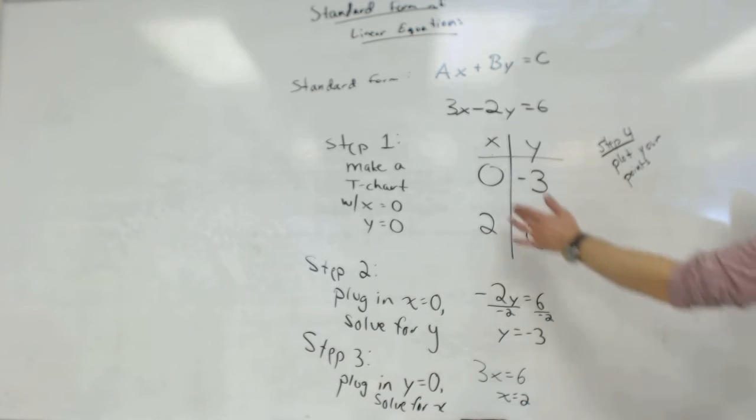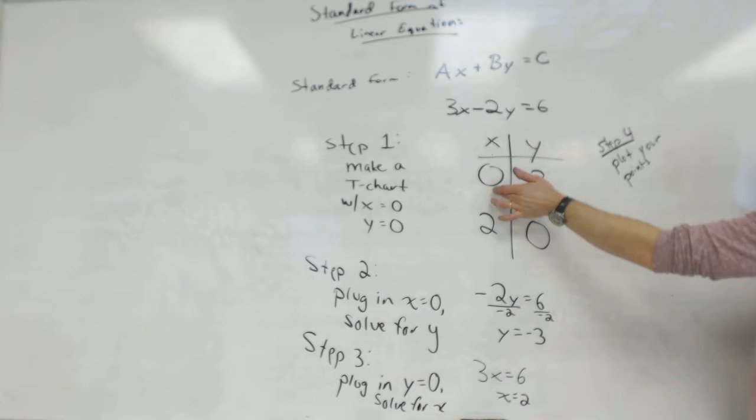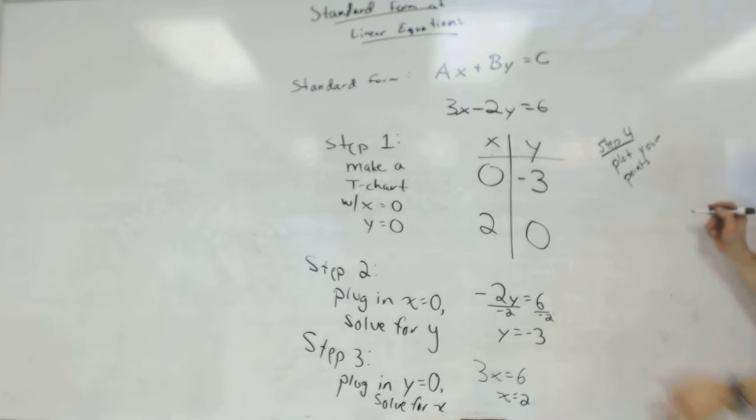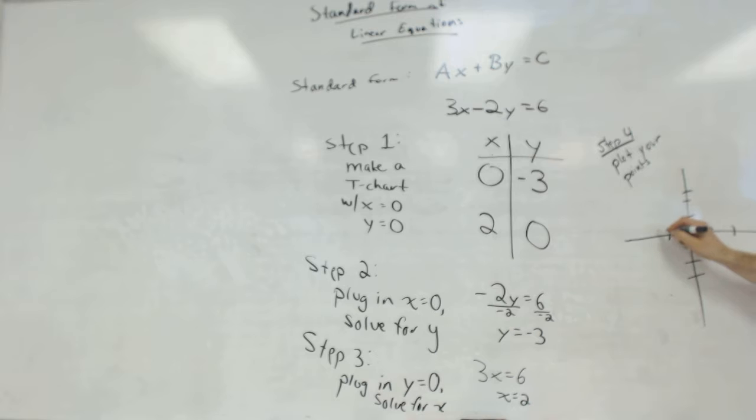So remember, this is an ordered pair. This is a set of points. 0, negative 3. So where is 0, negative 3 on my graph? It's down. Yeah, 0 means I go over 0. Negative 3 means I go down 3. So that's the point 0, negative 3.